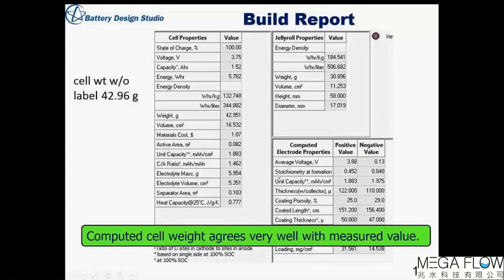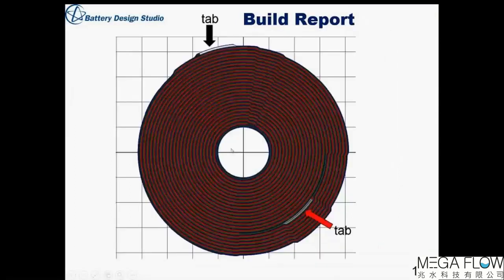So overall, we have some confidence that we have the right parameters because everything adds up to what we see experimentally. Battery Design Studio allows us to generate a graphic of the jelly roll. And so here you can see the negative tab is on the outside of the jelly roll, and then the positive tab, it's about 40% of the way in, and you can see it here.